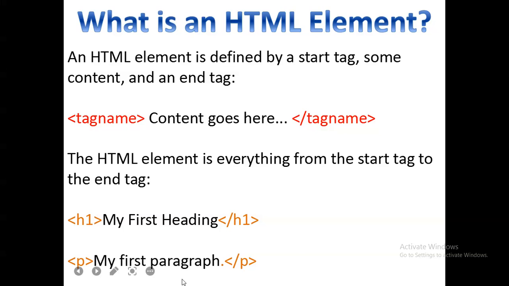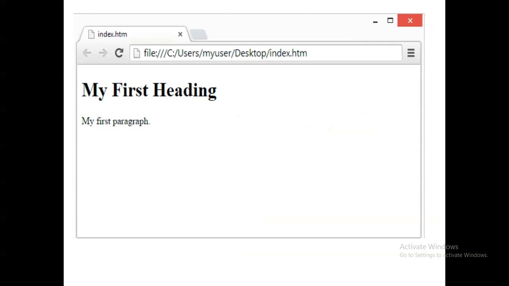For example, I'll show you here with the heading: this is the tag name, and the content I want to write is "my first heading." This is the content I want to write, and we'll end this tag name. The same way for the paragraph, I'll write the paragraph tag, my first paragraph, and I'll end this paragraph tag.